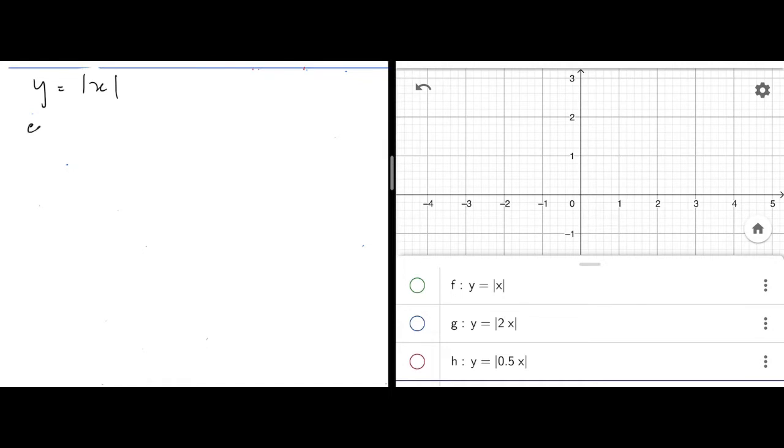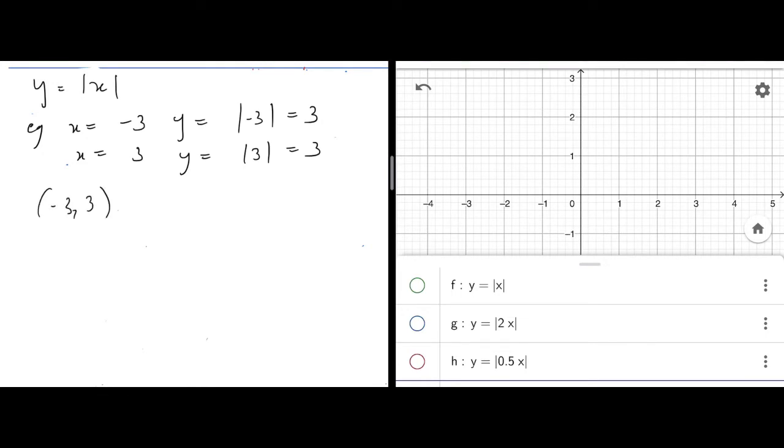Say for example, if my x is equal to minus 3, y will be equal to mod of minus 3, which will be 3, and if my x is equal to positive 3, then also y will be equal to mod of positive 3 will give me positive 3. It means that for x is equal to minus 3 I have a y of 3, and for x is equal to 3 also I have a y of 3. So for two different values of x, I have a similar value of y.